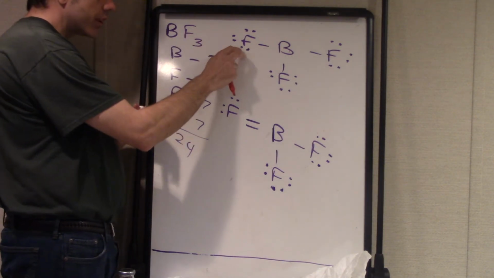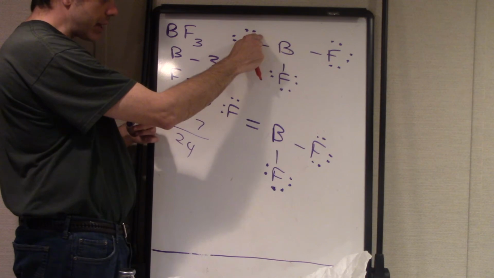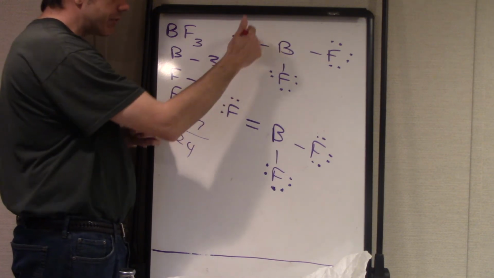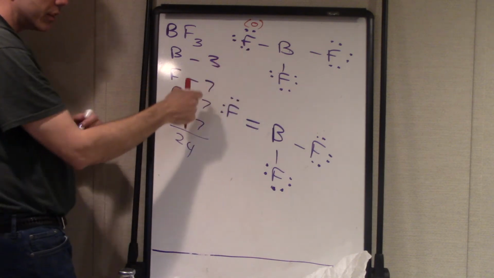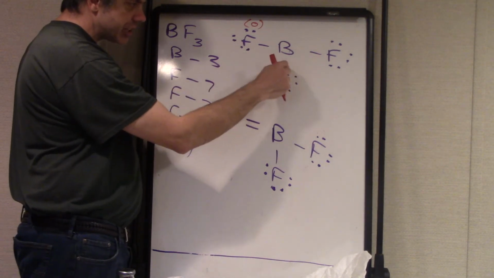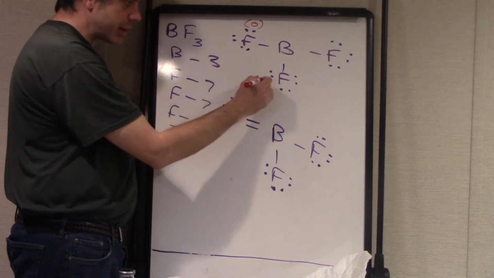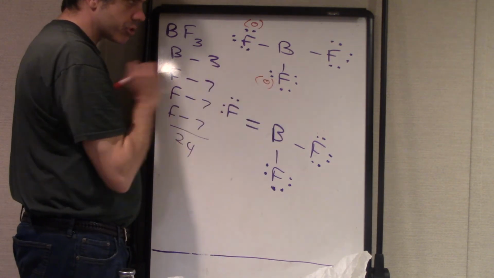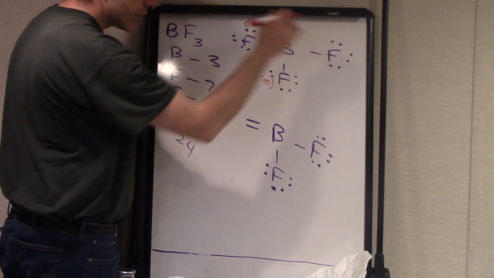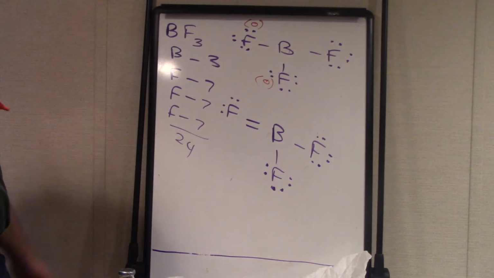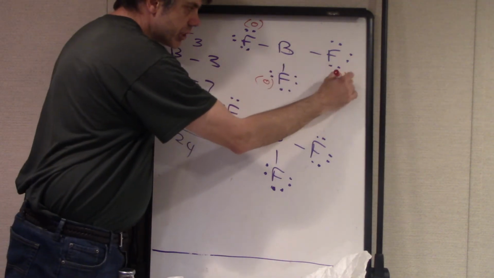The top, fluorine, has 7 formal electrons. 2, 4, 6, 1 from the bond makes 7. That matches the valence electrons. That fluorine would have a formal charge of 0. This fluorine, 2, 4, 6, 1 from the bond, 7. That's 7 formal electrons, matches 7 valence electrons, formal charge of 0. Fluorine on the right, 2, 4, 6, 1 from the bond makes 7 formal electrons. It matches the valence electrons, formal charge of 0.